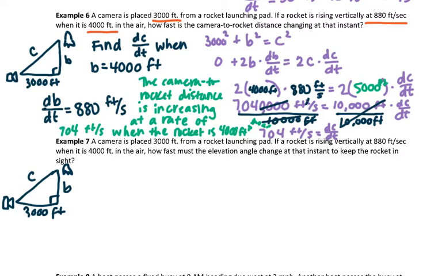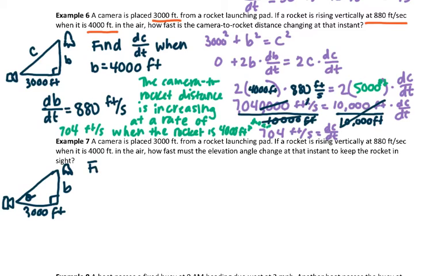So I guess we don't really need C. They're not asking about that distance anymore. We need B still because the 4,000 feet is still the vertical height. But they're asking about the angle, theta. So that means we're going to be using one of the SOHCAHTOAs here. We'll get to that. Let's write what they want.